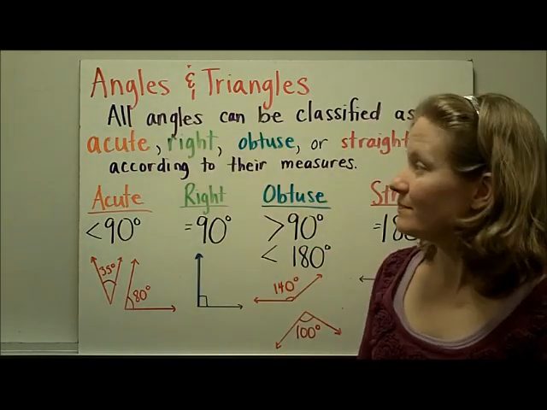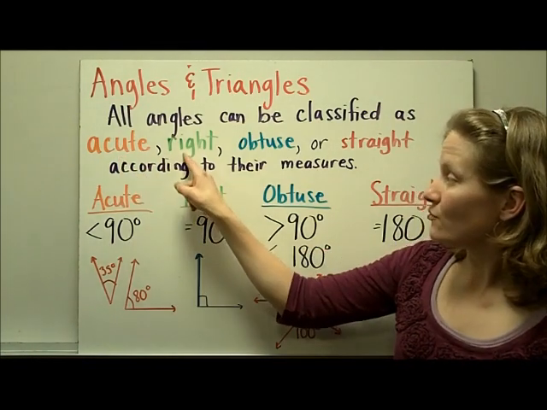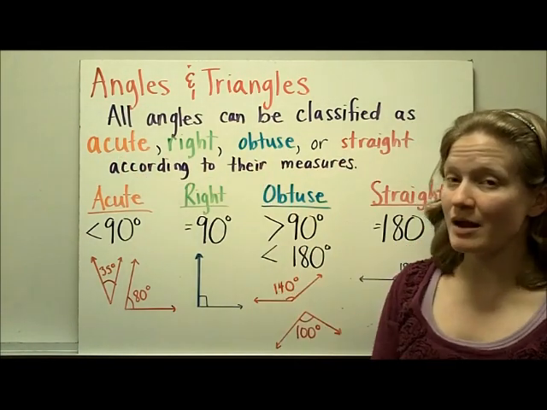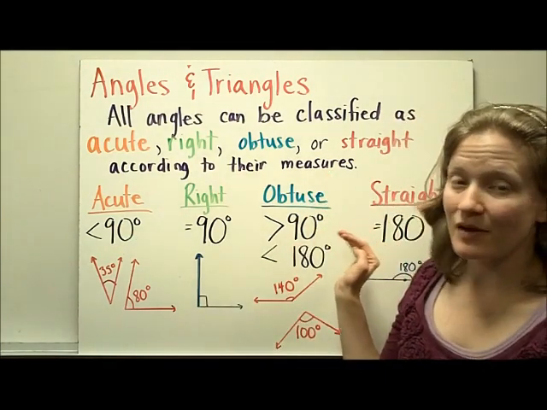Angles and triangles. All angles can be classified as acute, right, obtuse, or straight according to their measures. So let's look at each of those types of angles.